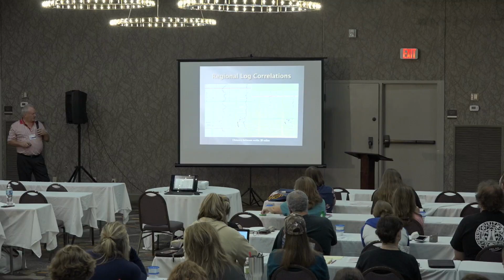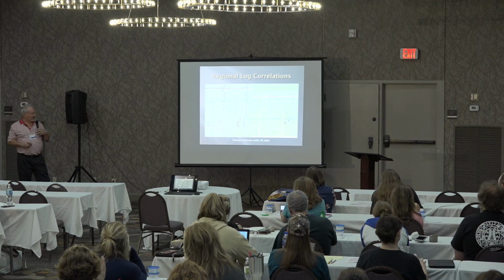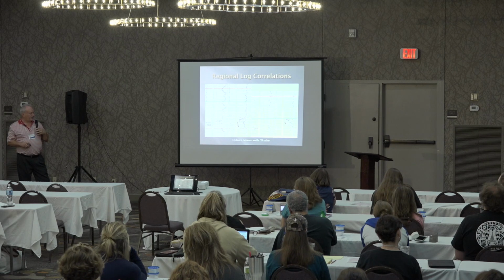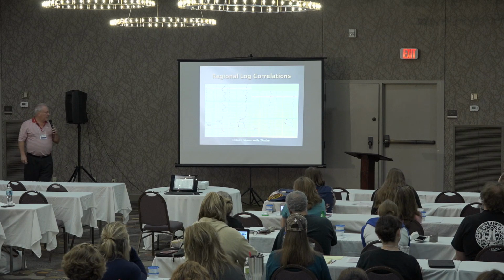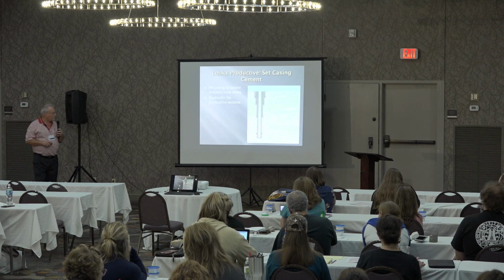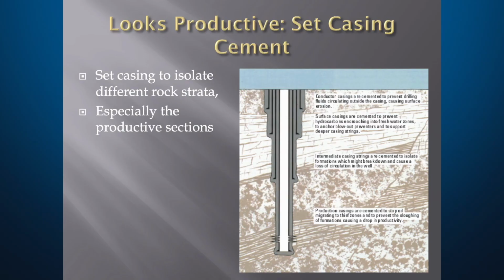So in this case here, you can correlate that this is the same correlation point. This one is that, and that is that, which means this total section of rock was not deposited in this well here. So if everything looks productive, like that one well did, again, not knowing any numbers, just by qualitative look, you set casing and cement it, so you can isolate different fluids.